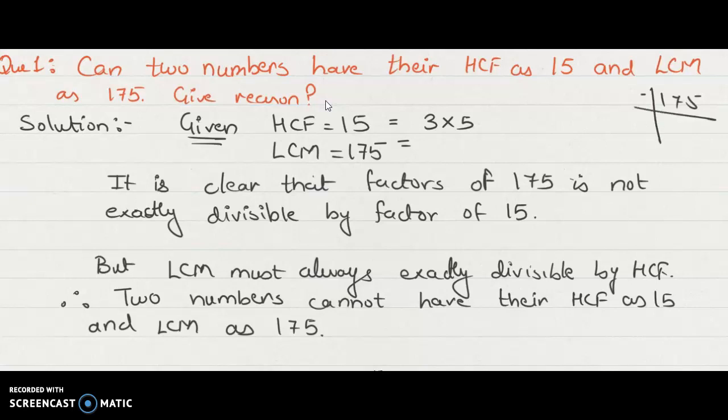And the factors of 175: it is divisible by 5. 5 threes are 15, 2 is left, 2 and 5 is 25. 5 fives are 25, 5 sevens are 35, and 7 ones are 7. So the factors are 5, 5 and 7. We can see the factors are different. Here 3 is different and 7 is different. So 5, 5, 7 is not divisible by 3 and 5. So it is clear that 175 is not exactly divisible by 15, but the LCM must always be divisible by the highest common factor. Therefore, the two numbers cannot have their HCF as 15 and LCM as 175.